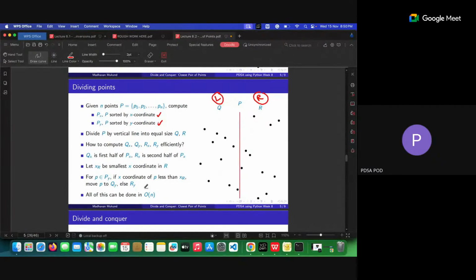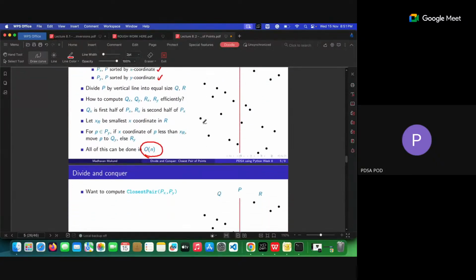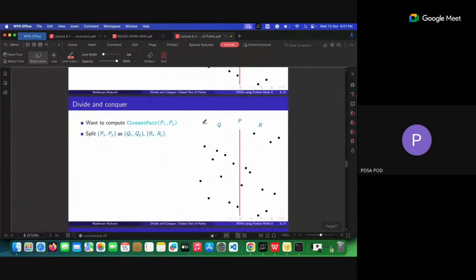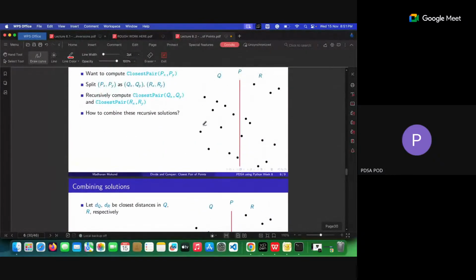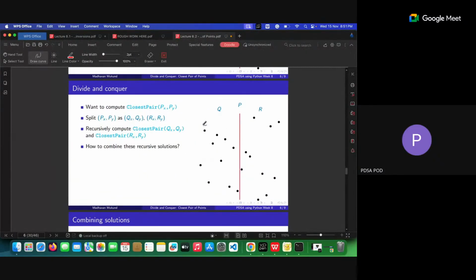All of this partitioning will be done in O(n) complexity only. Each point's x coordinate is compared with xr, and we decide whether to send it to the left partition or leave it in the right partition. After doing the two halves, we try to find the closest pair, applying the Euclidean distance.